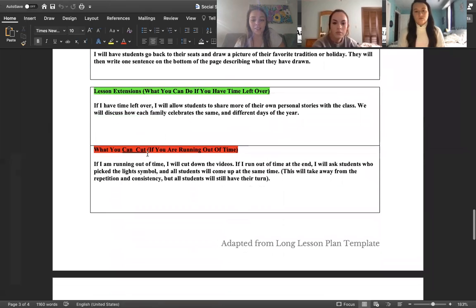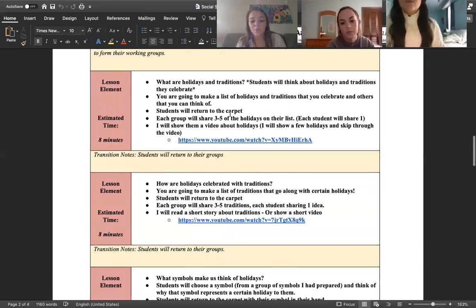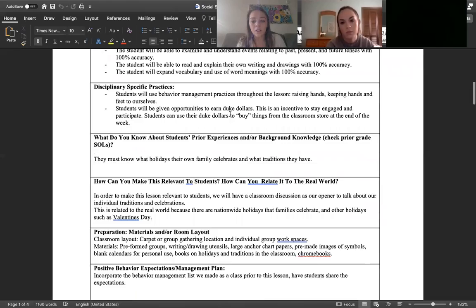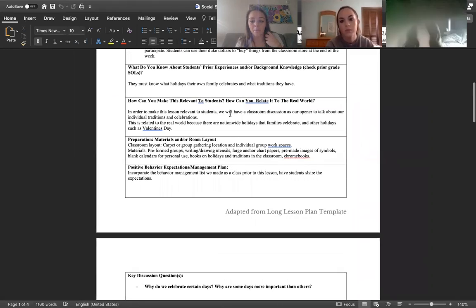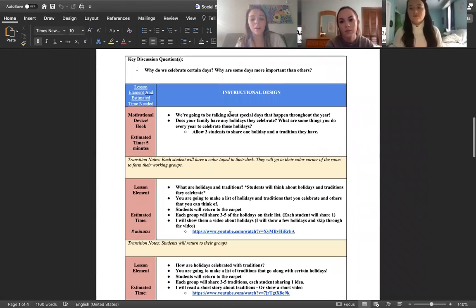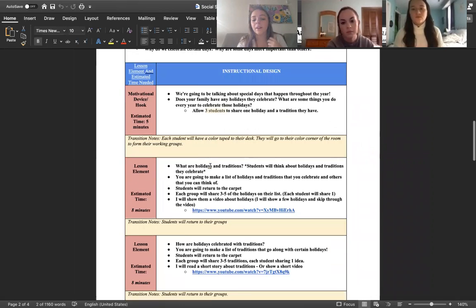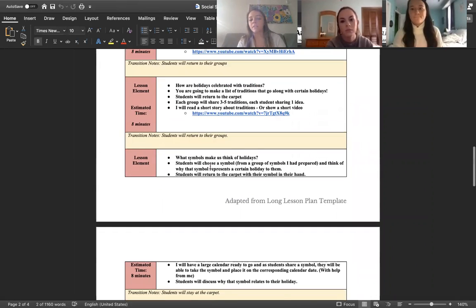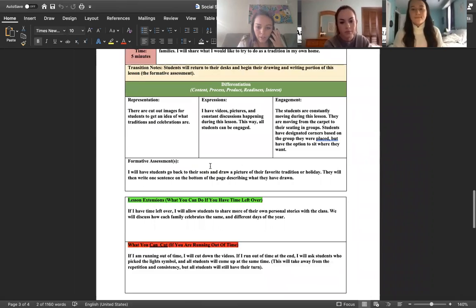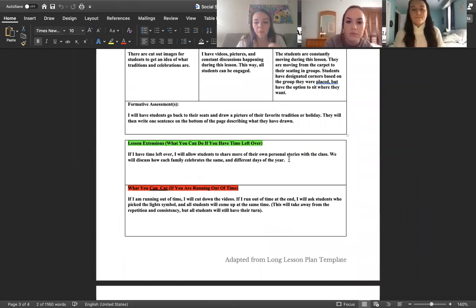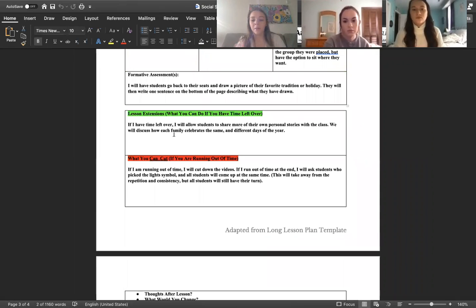Okay, so extension. If I have time left over, I would let more kids share, because obviously this way there's only 2 of y'all. I would limit how many students are sharing, but I would allow more students to share, and we'll discuss how some families celebrate the same things and some families celebrate different things.